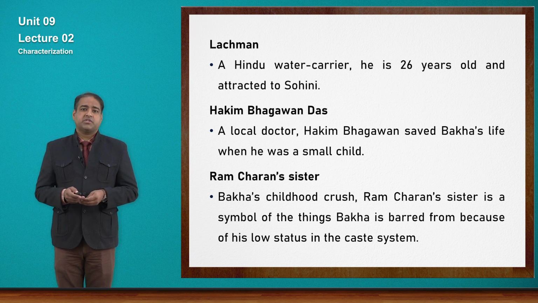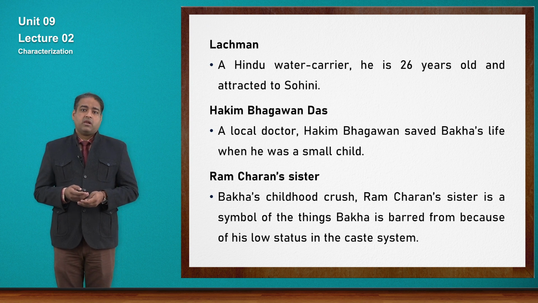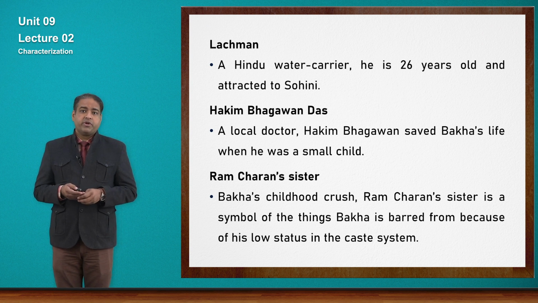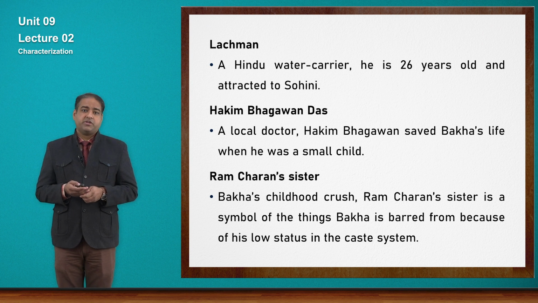Then we have Ram Charan's sister. Ram Charan's sister is Bakha's childhood crush. Bakha liked her. Ram Charan's sister is the symbol of the thing Bakha is barred from because of his low status in the caste system. Although Ram Charan also belonged to the lower caste, his community is a little higher than that of Bakha. So Bakha doesn't even think of proposing to Ram Charan's sister. He is afraid that her family is going to rebuke Bakha and his father. So you can understand, friends, how many restrictions of religion and caste there were in the society.